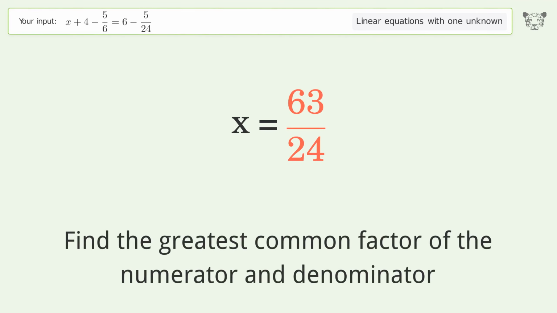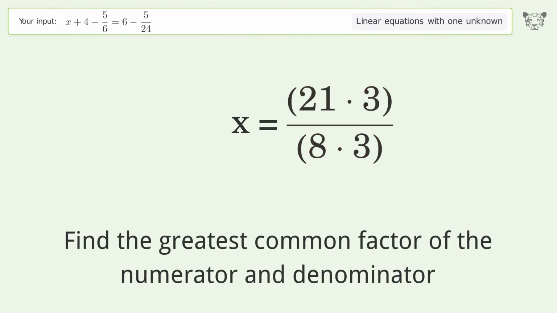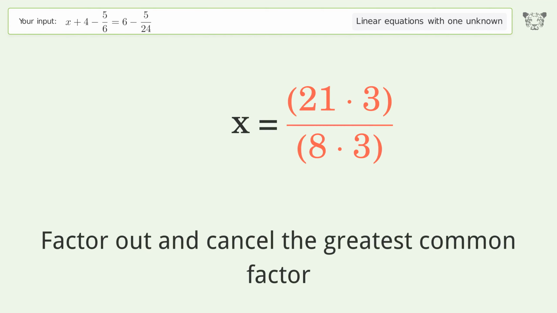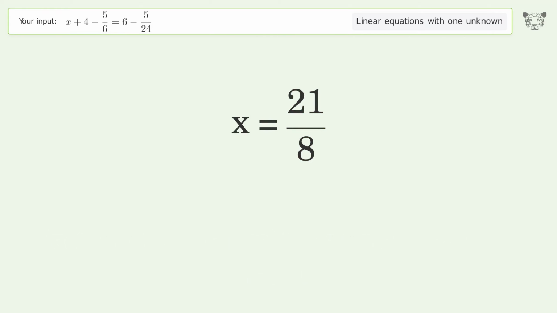Find the greatest common factor of the numerator and denominator. Factor out and cancel the greatest common factor. And so the final result is x equals 21/8.